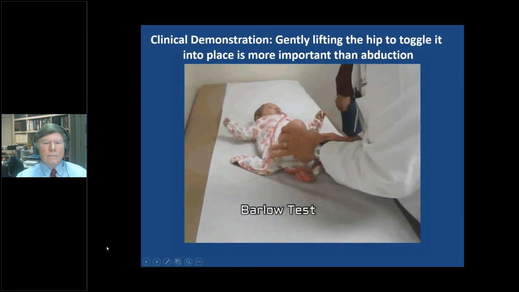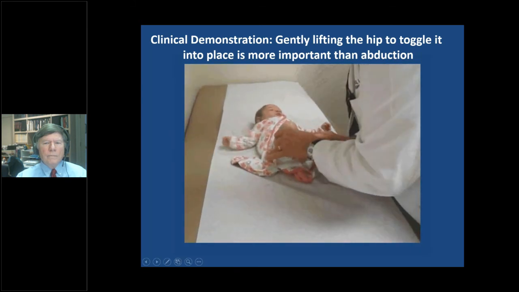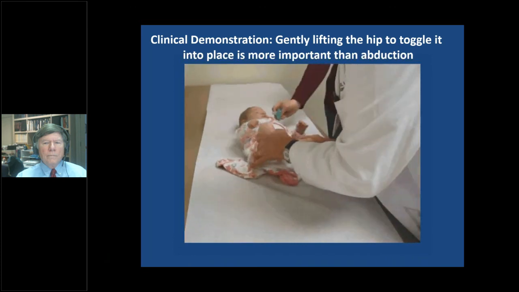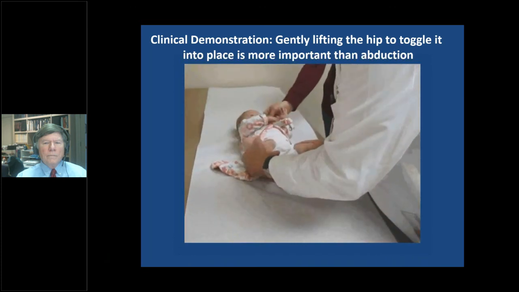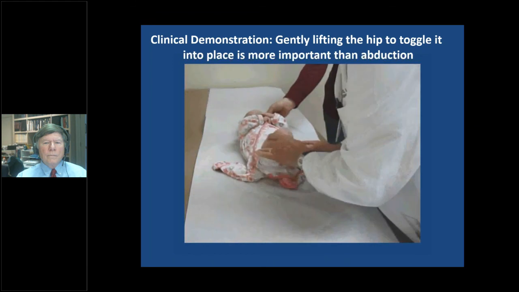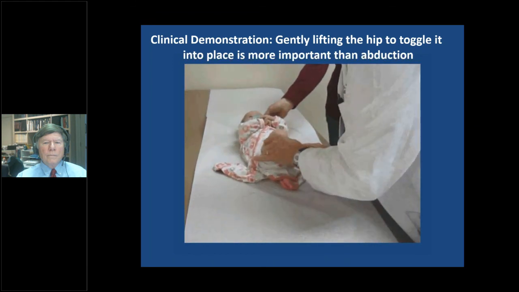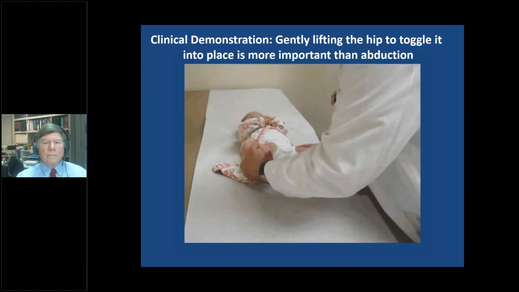So we put our finger on the trochanter, push back just a little bit, and do the Ortolani test and just lift the hip into the socket. So it's just like that, down and out.